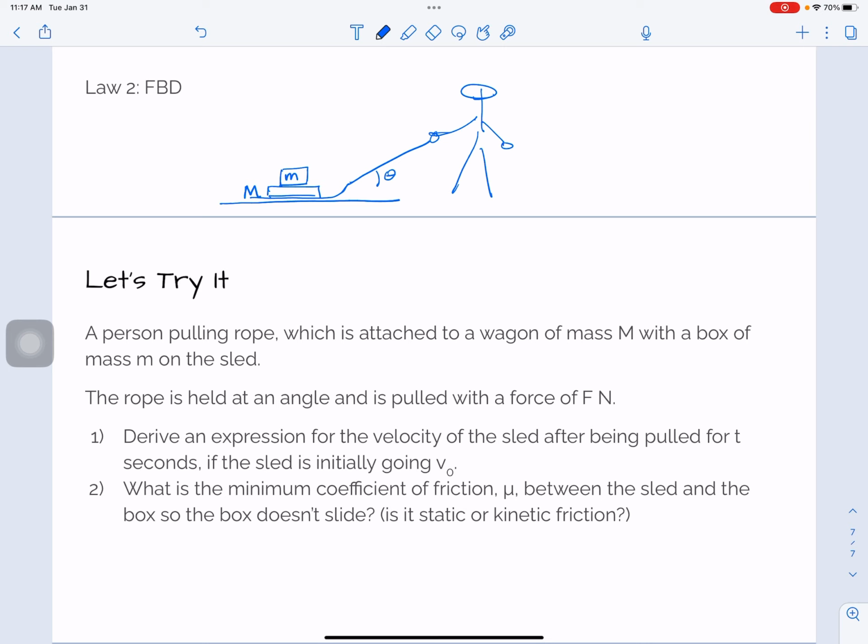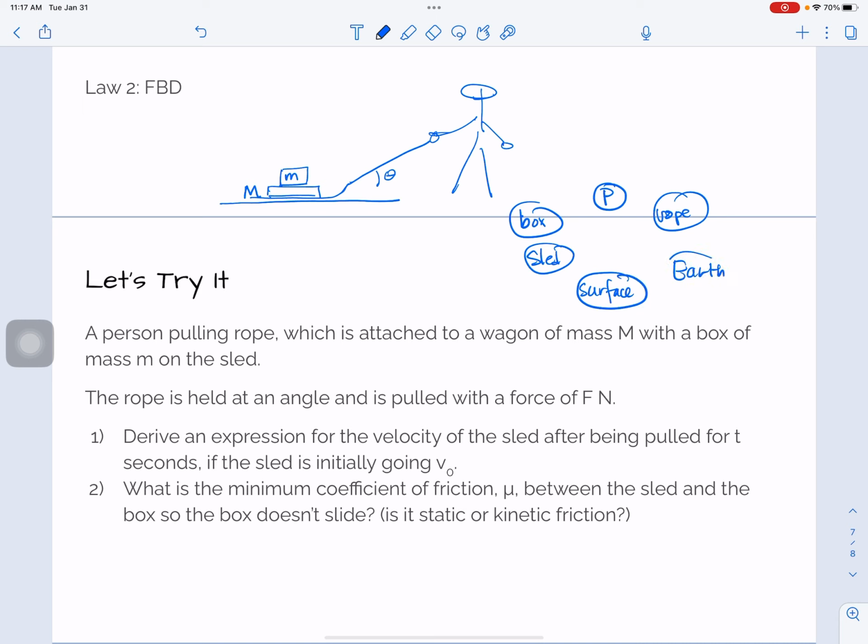Schema. We've got a person. We've got the box, the sled, the rope. I'm going to do the surface, but you can do surface and earth together, but you've got to have earth. So let's think about the interactions. Everything is connected to the earth. I'm going to do that in gray just because otherwise it gets messy. So all of those have force due to gravity.